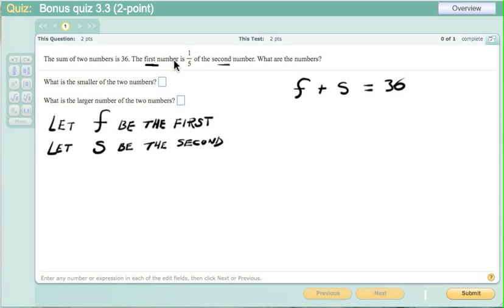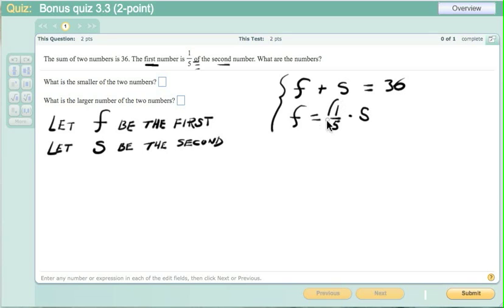It says the first number is 1/5 of the second number. 1/5 of. Whenever you have fractions or percents and you see the word of, 99% of the time it means multiplication. 1/5 of the second number. And so there is a system of equations. This system is tailor-made for solving by substitution.